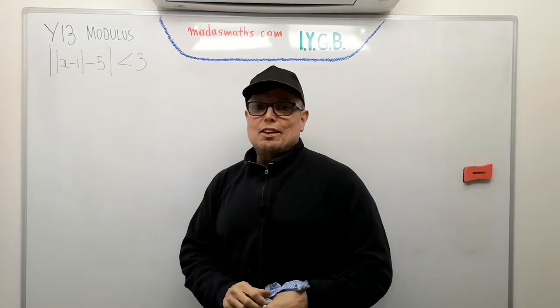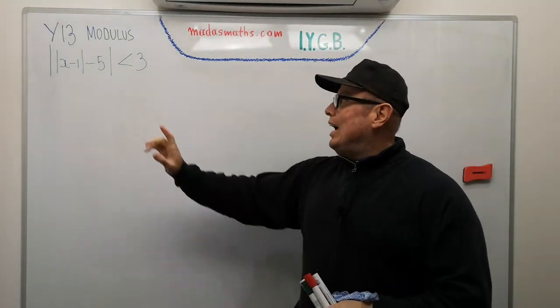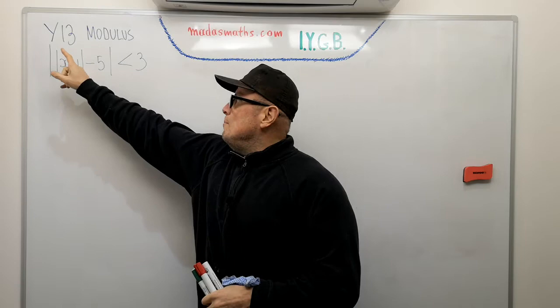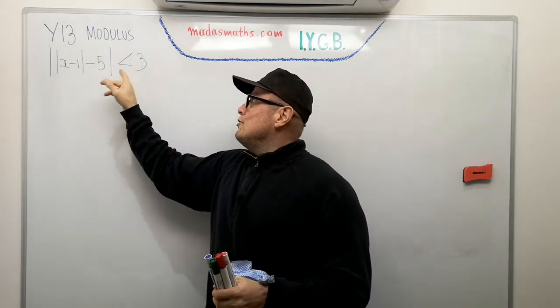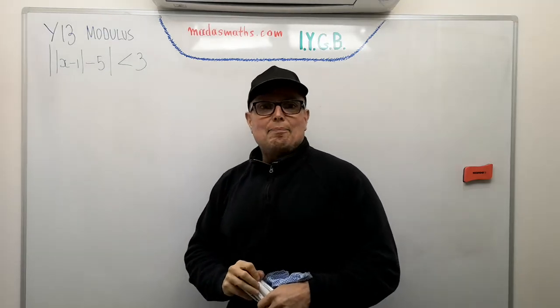This is the question that we're going to be doing. It's an inequality. It's the modulus of x minus 1, take away 5, close modulus, is less than 3.